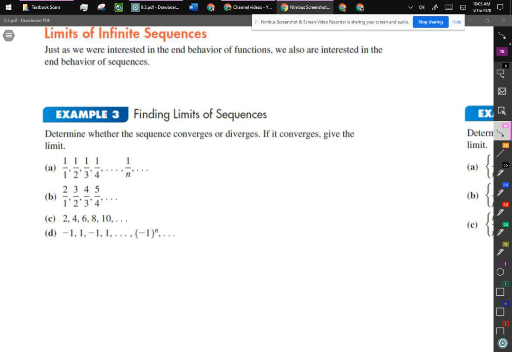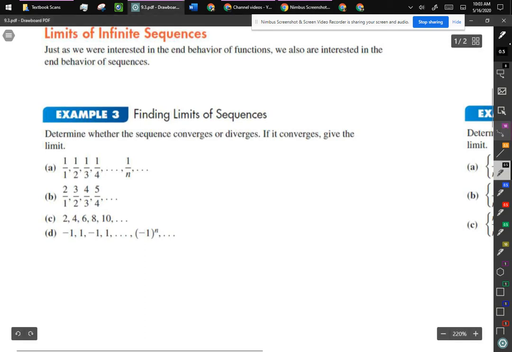We're going to be looking at limits of an infinite sequence, and we just need to determine if they converge or diverge. The way we do that is we work with limits. So the question is, if these sequences kept going, do they approach a single number? They either converge to a single value, getting closer and closer to that value, or they diverge, which is when they don't approach a single number or they do something else.